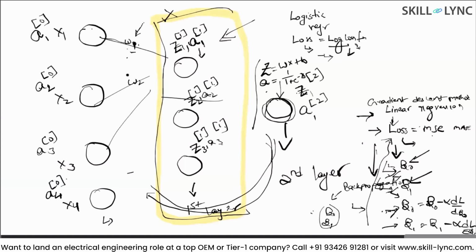Similarly, with W1, W2, W3, W4 with suffix 2, we have calculated Z2 and then we have calculated activation function 2 for layer 1. Similarly, activation 3 for layer 1. Now this A1, A2, A3 will be used as input features, and it will be used for your prediction.